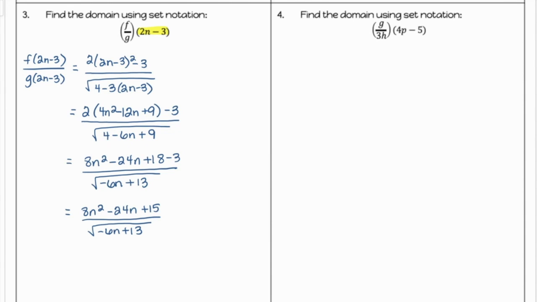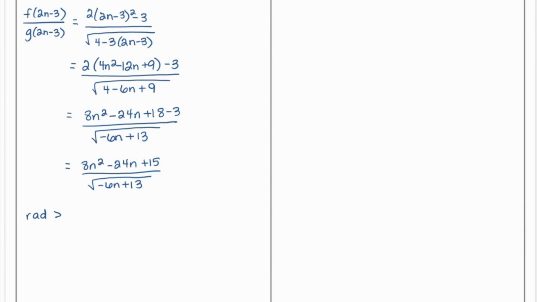All right, so after simplifying everything, I end up at a fraction with the square root situation. The square root is at the bottom, so what I am going to start doing is setting the radicand greater than 0. My domain is n is less than 13/6. This represented in set notation as being asked would be n such that n is less than 13/6.